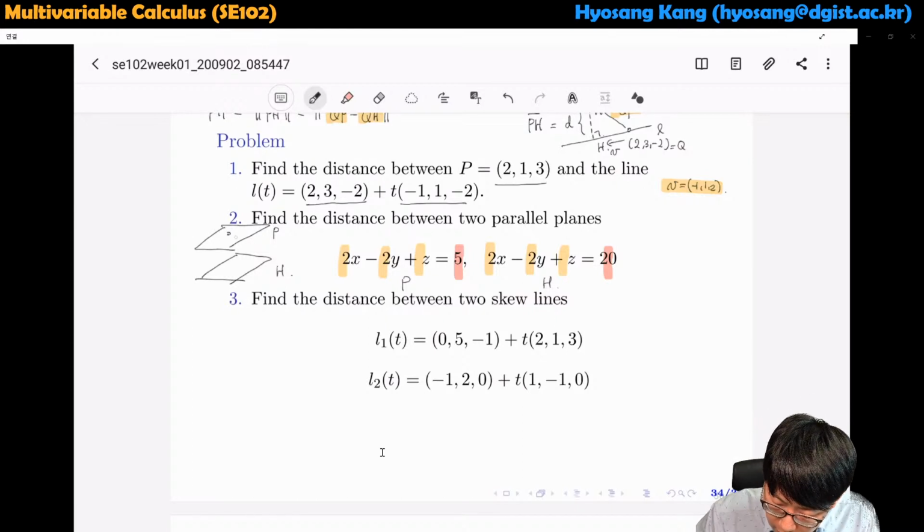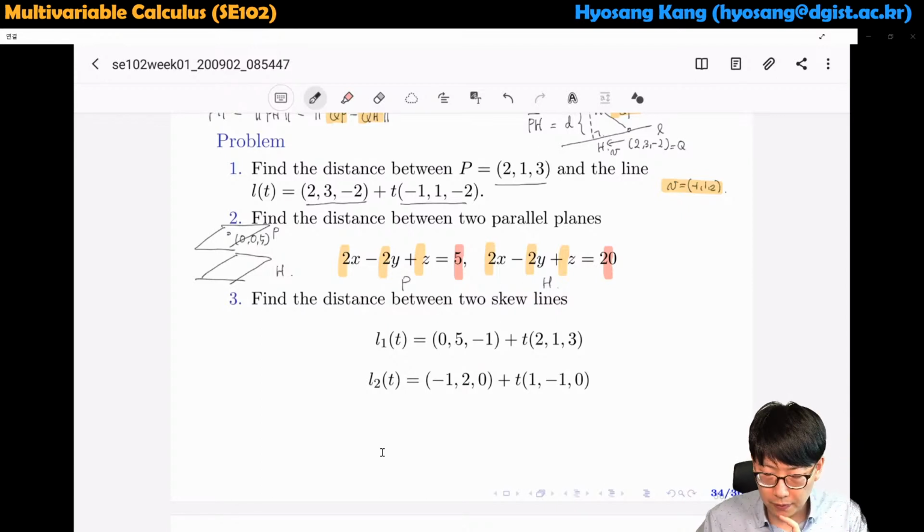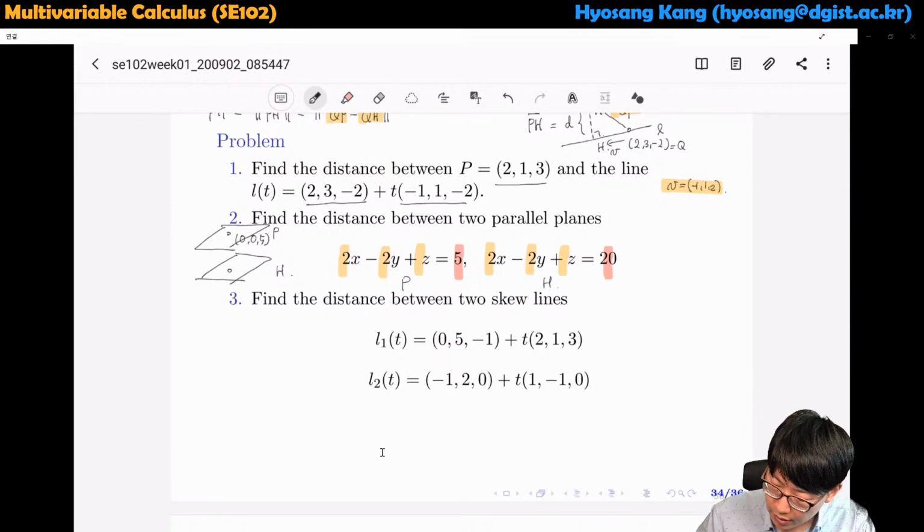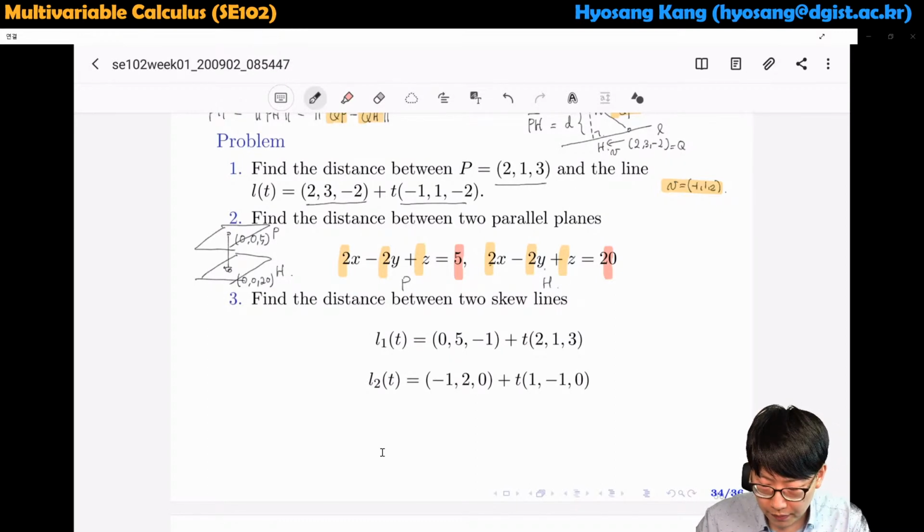Let's say we have (0, 0, 5) in plane P. And let's pick another random point on the plane, H. Let's say I want to pick (0, 0, 20). Okay, (0, 0, 20), right? So let's take a vector from these two points. Let's say this is point A and this is point B.